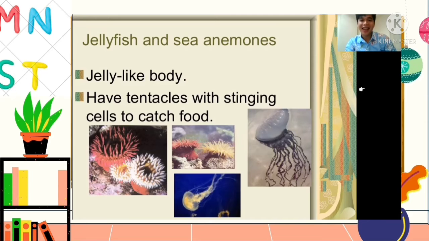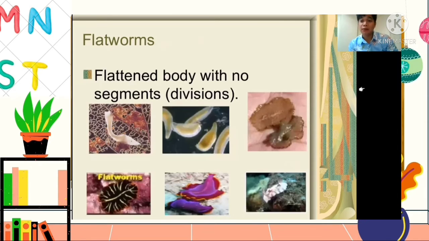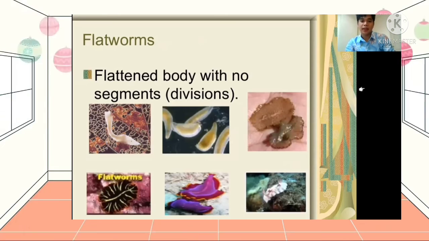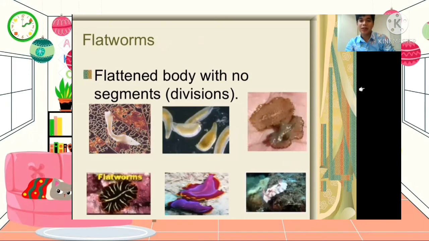Next one is flatworms. They have a flattened body with no segments, meaning no divisions. As you can see in the pictures, there are a lot of examples of flatworms. Flattened body with no segments, or divisions. Let's go to the next one.